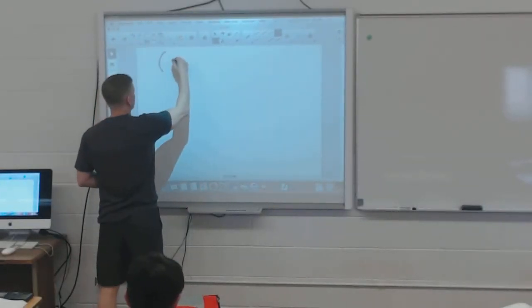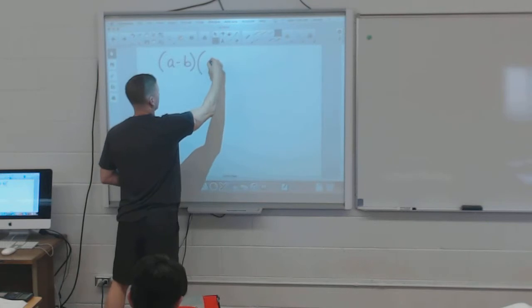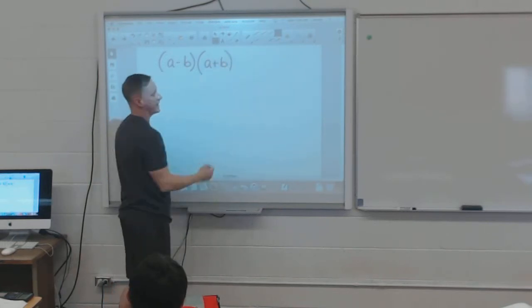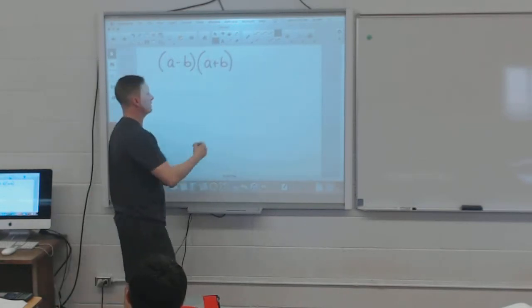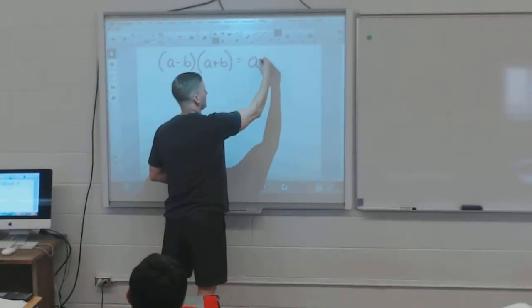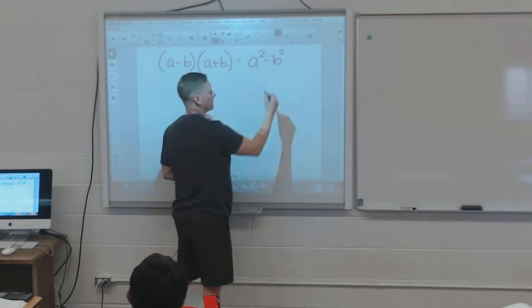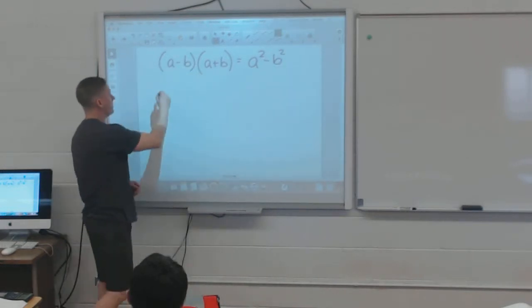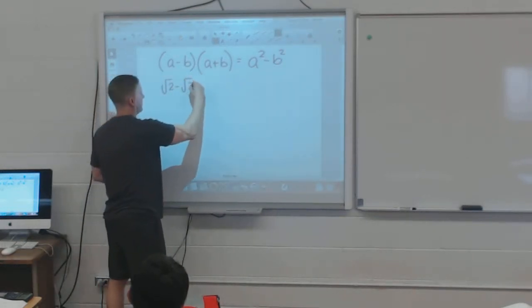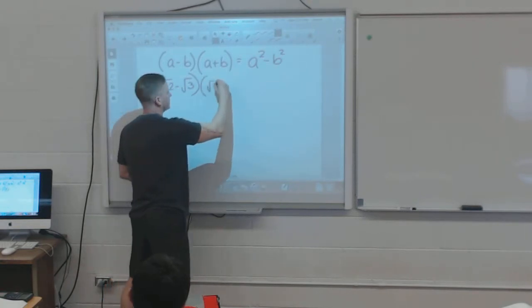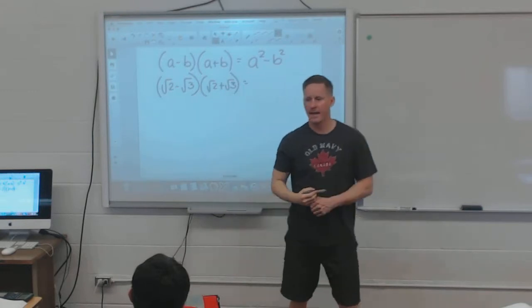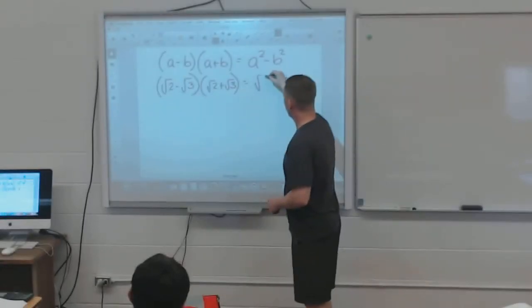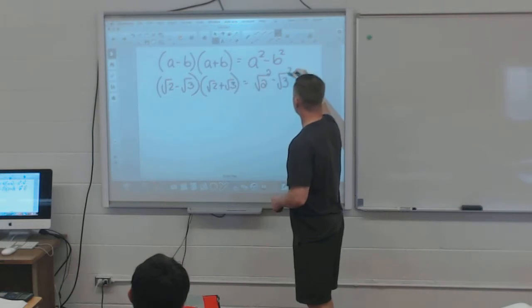So I'm going to show you why. What happens if I multiply a minus b by a plus b? What do I get? Difference of squares, right? Which is a squared minus b squared. Agreed? So if I multiply root 2 minus root 3 by root 2 plus root 3, I get root 2 squared minus root 3 squared.